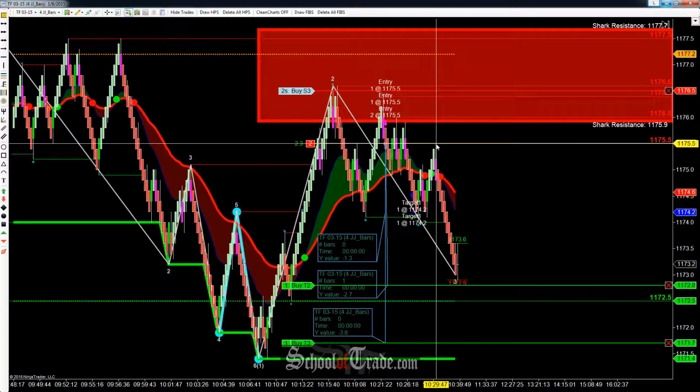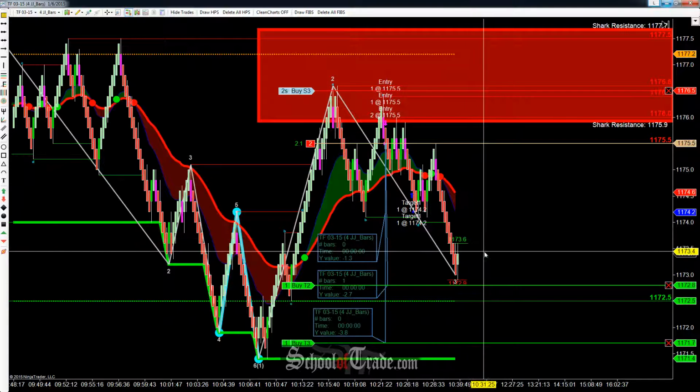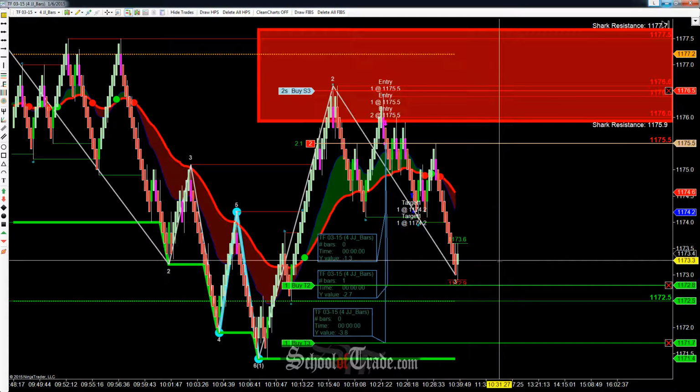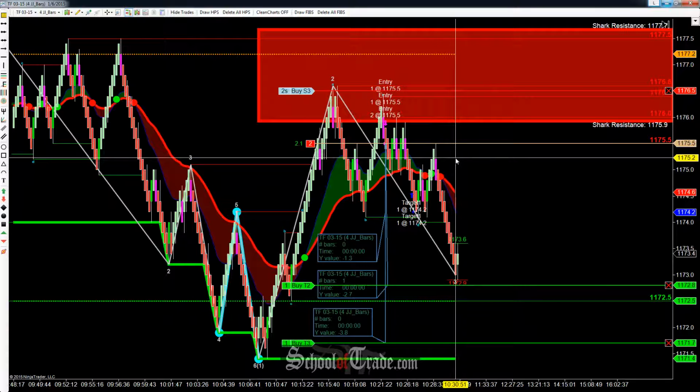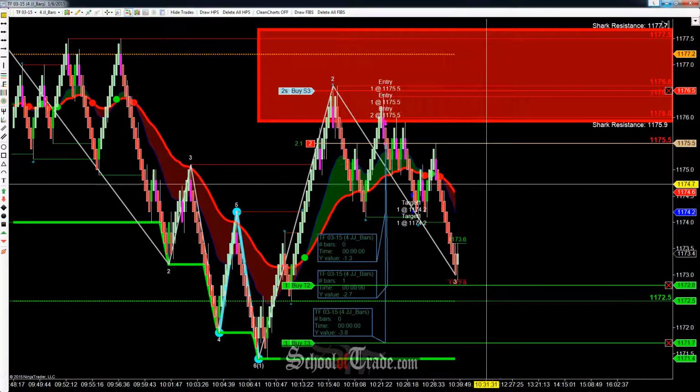So if we would have moved our stop to break even or break even plus whatever, we would have been stopped out to the tick and missed this 22, 23, 24 tick move down to our target at 72.7. We haven't filled it yet, but we wouldn't even be in the trade anymore if we moved to break even. So use that context. That's a really important part of this trade.